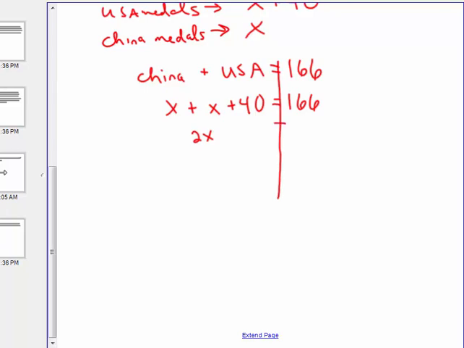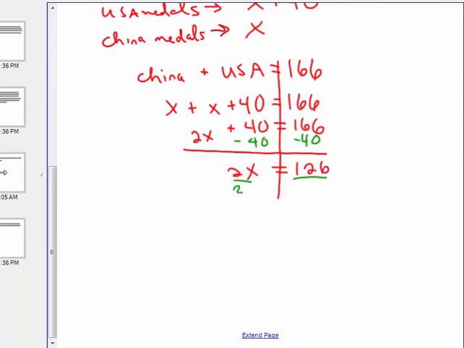I'm going to move the 40 over, so I'm going to subtract 40. And I get 2x equals 126. When I divide each side by 2, I get x is 63.